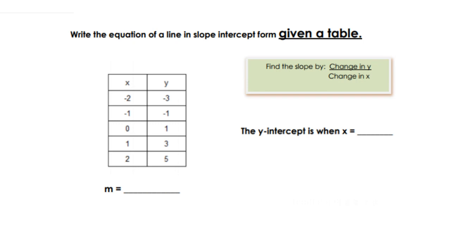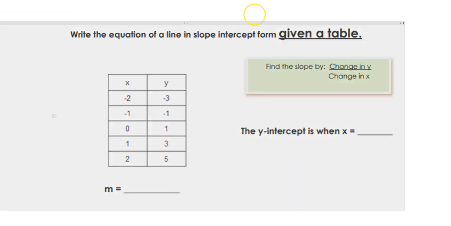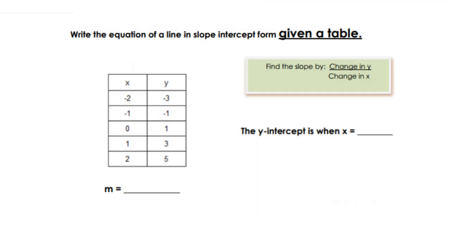Now what we're going to look at is how to write the equation of a line in slope-intercept form given the relationship in a table. So now from the table we've got to find our slope, and we've got to find our y-intercept. The slope is our change in y over our change in x. So that would be the difference between the y's compared to the difference in our x's.